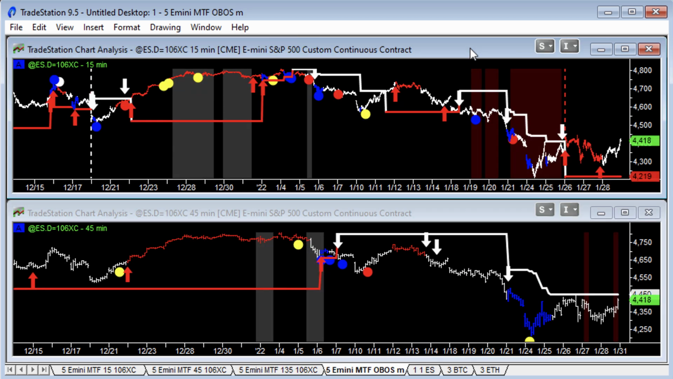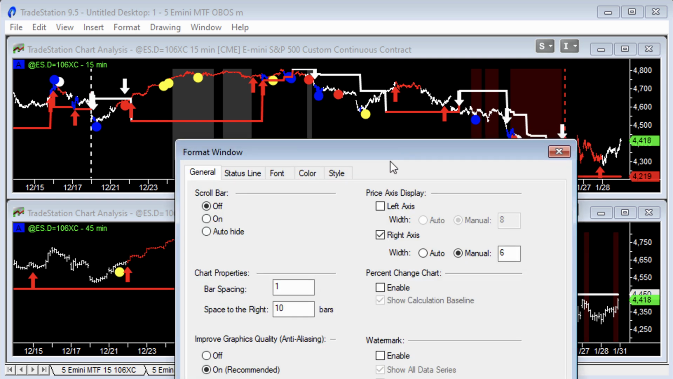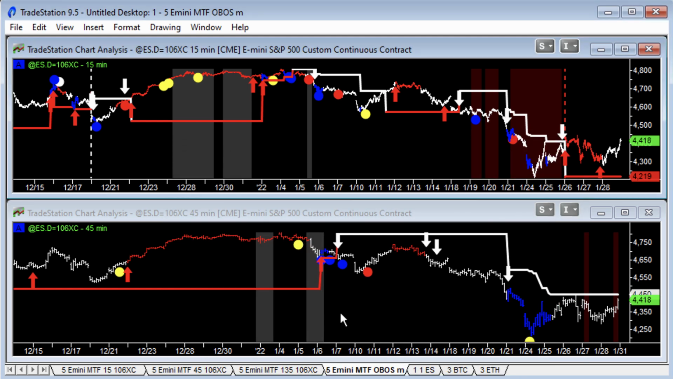So here we're looking at the 15-minute chart side by side with the 45-minute chart. The bar spacing is 1 on this chart and 3 on this one. So let me just show you that. You've got bar spacing 1 and 10 here, and here we've got 3 and 4, and that allows us to put these things up side by side.